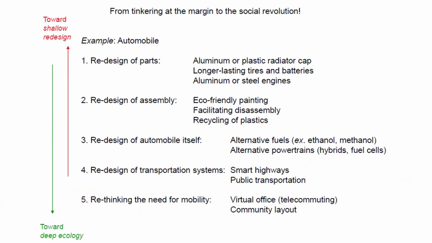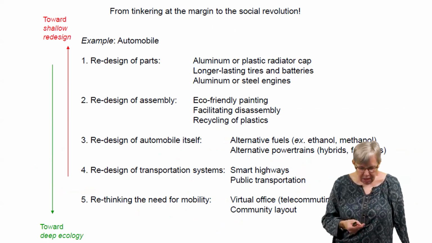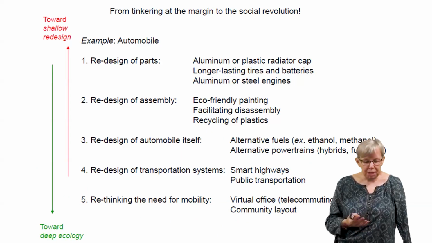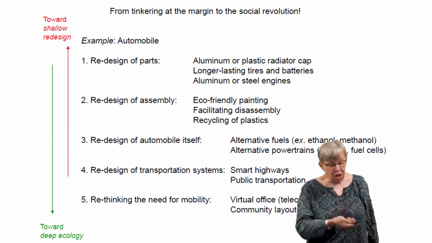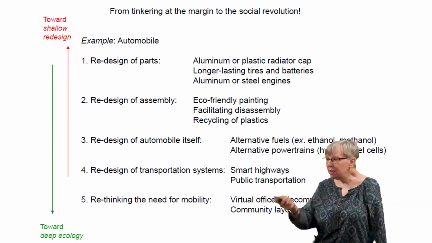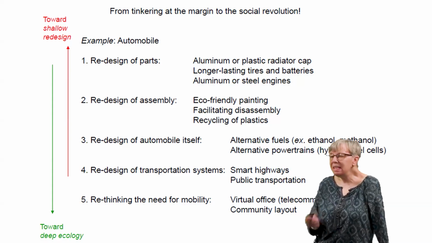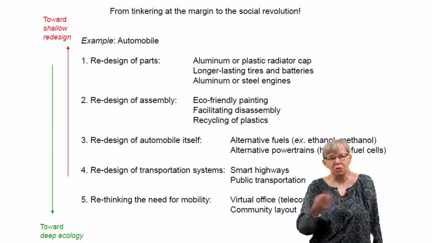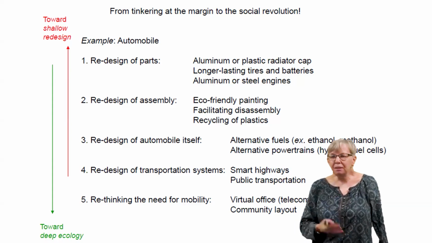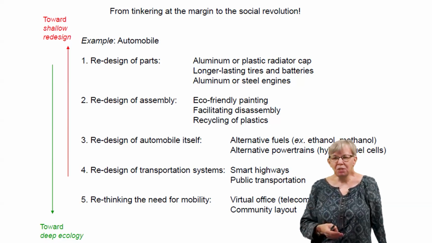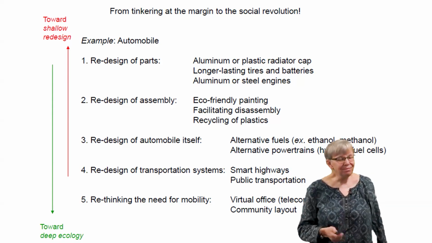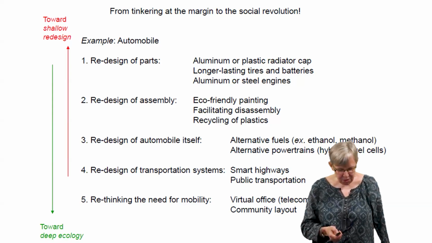All right, so I just have a few more. These are the higher level thinking here. So smart highways, public transportation, that's sort of the redesign, the re-engineer, and rethinking the need for mobility. The virtual office, telecommuting, we had that. Community layout, we had that. These are the systems thinking level approaches that you came up with. But in general, remember, transportation, building more lanes and more bridges often just results in more congested roads. So it somehow doesn't really work out.